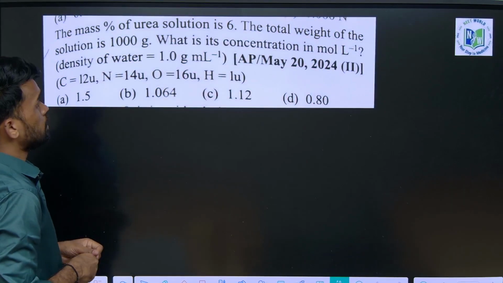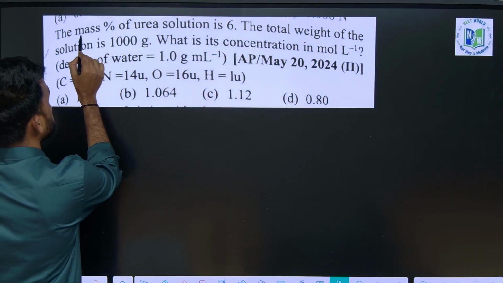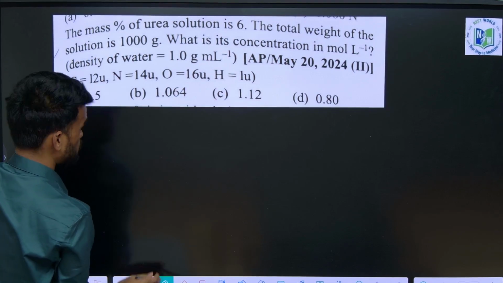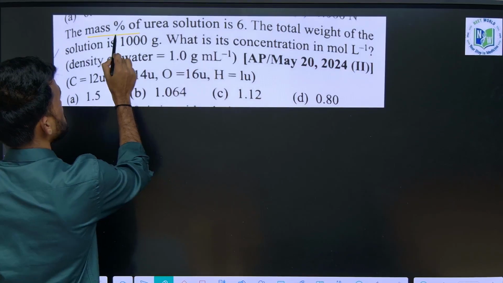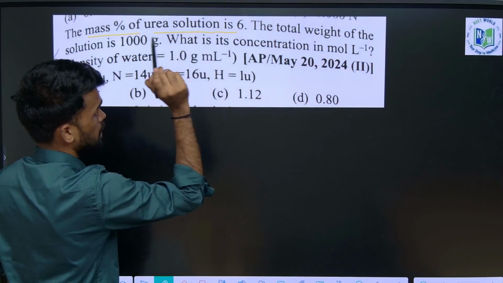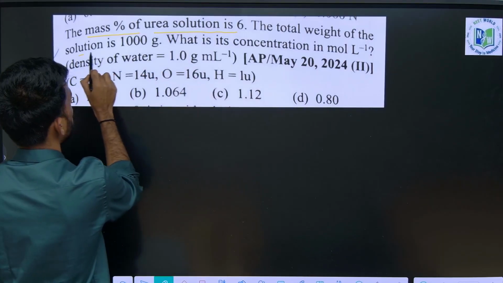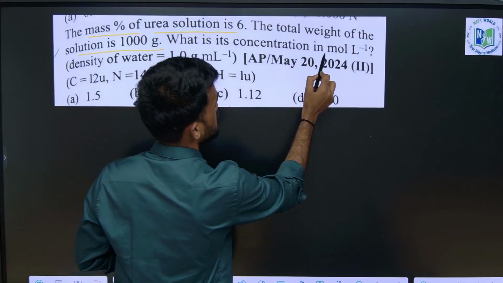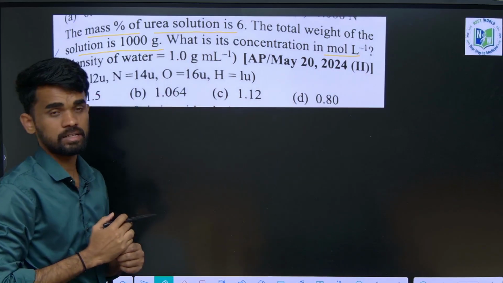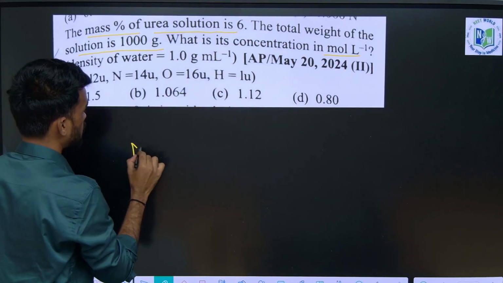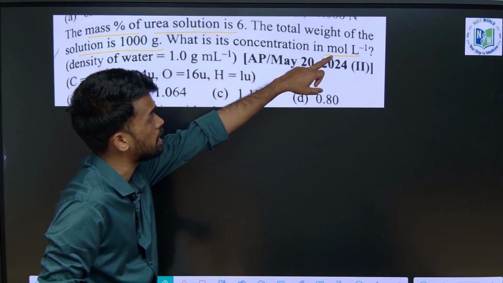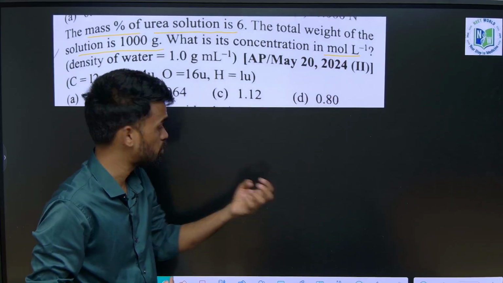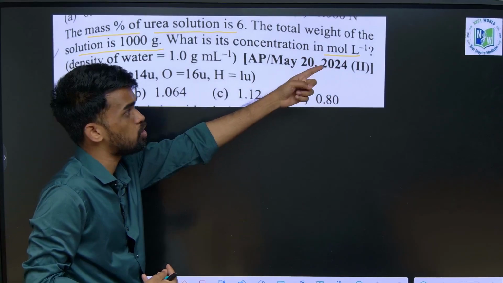Next, see, the question is given in terms of mass fraction, or mass percentage. Here they have given it in terms of mass percentage. The mass percentage of urea is 6. The total weight of solution is 1000 grams. So what is the concentration in mole per liter? They are asking molarity only. Mole per liter means what? Instead of saying molarity, they just said mole per liter. That is nothing but molarity, because molarity units are mole per liter only.